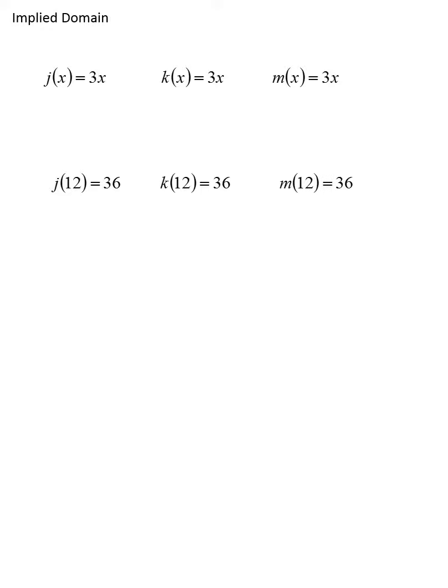Let's talk about the concept of implied domain. We'll get to that in a moment. First, let's consider the following three functions. Now, these functions appear to be the same, other than the fact that they have different names. One's called j, one's called k, and one's called m. For example, if I asked what j of 12 was, you would probably say 36, because j is the function that multiplies the input by 3. 12 times 3 is 36. Well, likewise, k of 12 is 36, and m of 12 is 36.